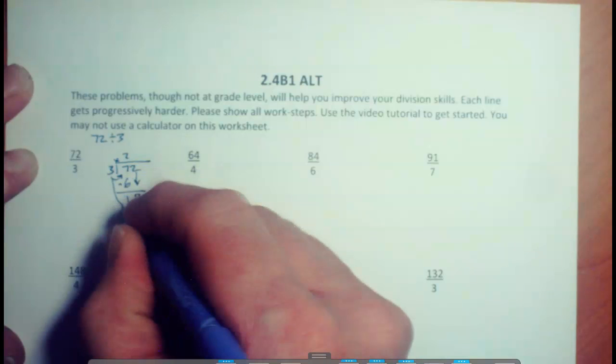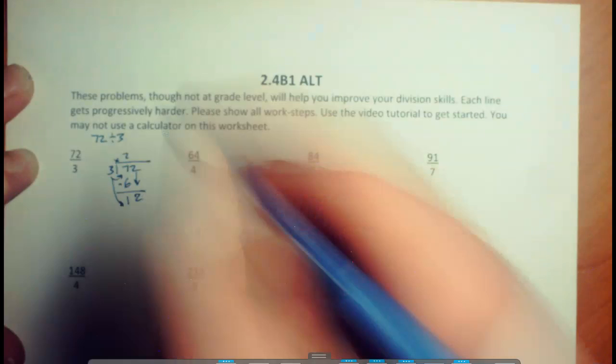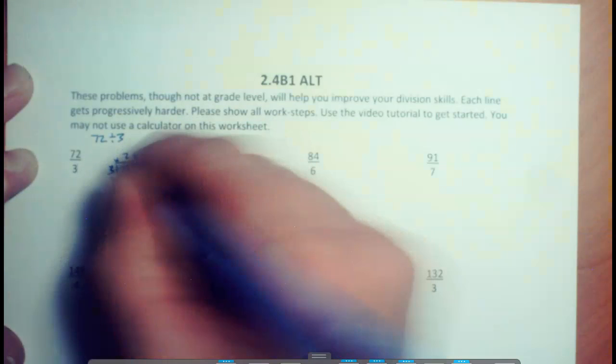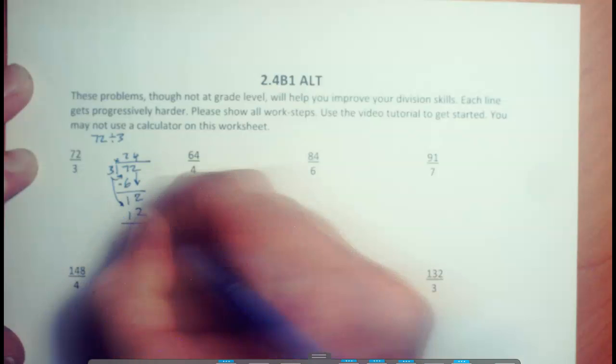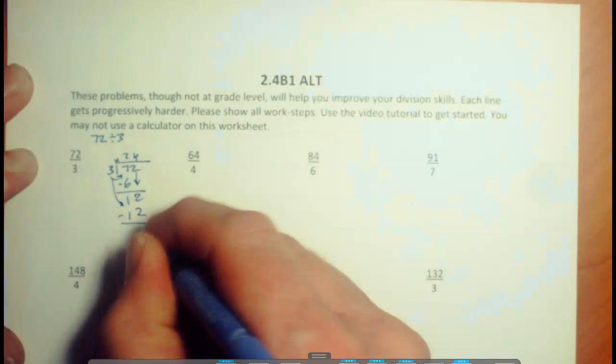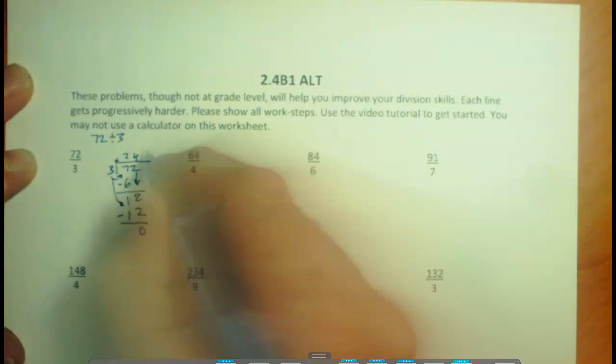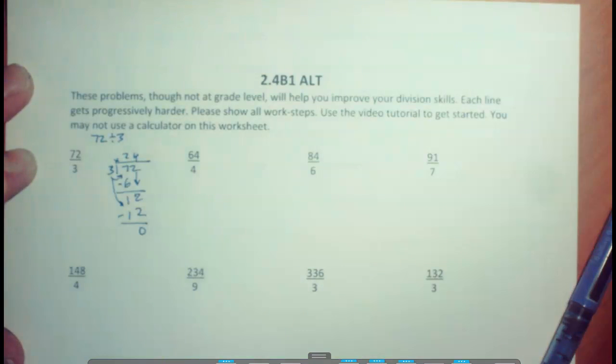Does 3 fit into 12? Yes, 3 fits into 12 4 times. 4 times 3 is 12. 12 minus 12 is 0. We zeroed the problem out, and here is our answer up here. We'll circle it in green. This is called our quotient.